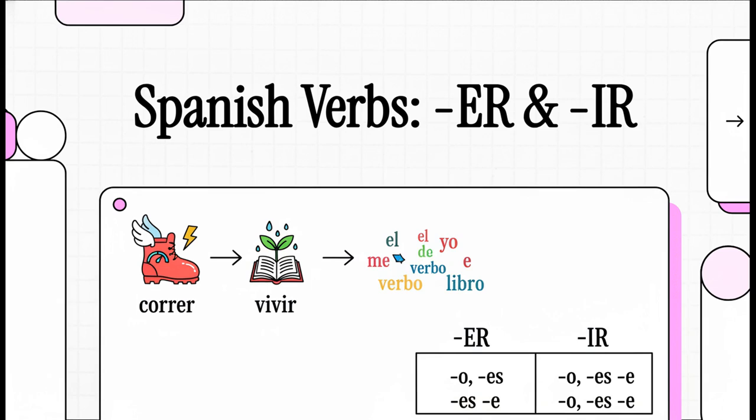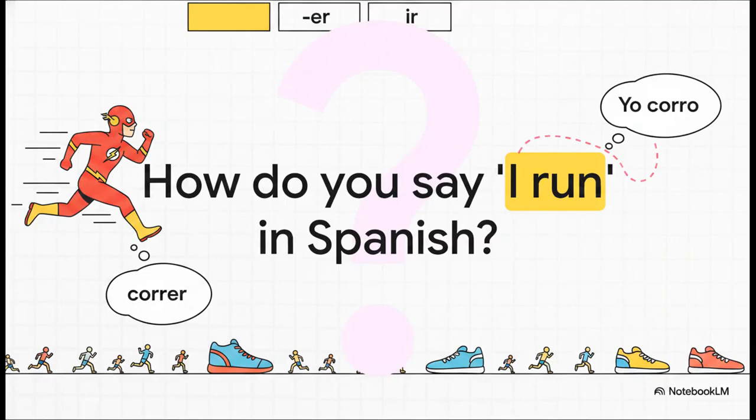But how do you actually turn those words into full sentences? Well, that's the big jump we're taking today, and we're going to do it by tackling two of the most common verb types in the entire language, the ER and IR verbs. So let's just dive right in with a question.